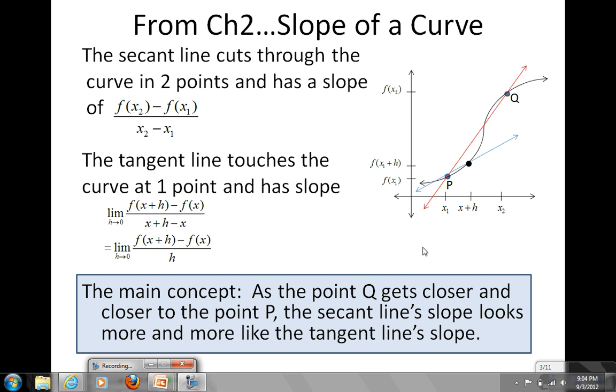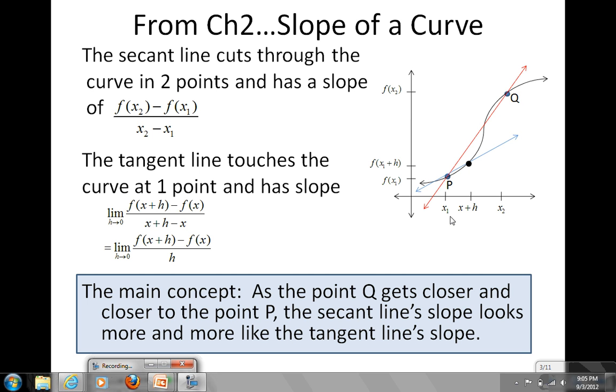So again, as point Q moves closer and closer to point P, these secant lines that I have drawn here, both the red one and the blue one, they get closer and closer to approximating the line that's tangent to the curve at point P. So if I go ahead and calculate my change in y over change in x, looking at these coordinates that I've listed, then all I need to do is take the limit as h goes to 0, and that will force the point Q to be close, infinitely close to point P.